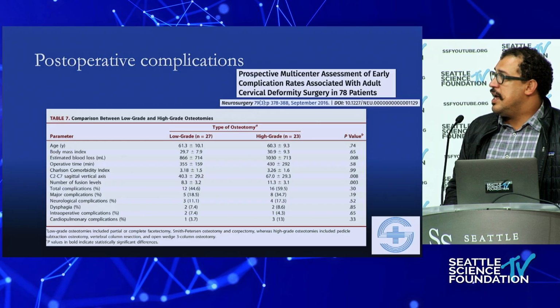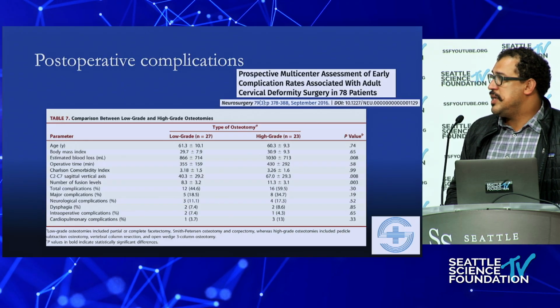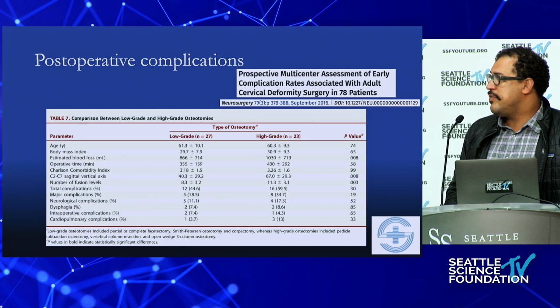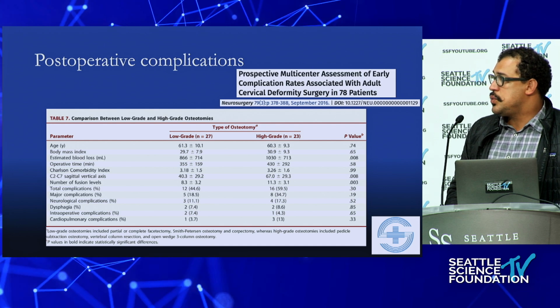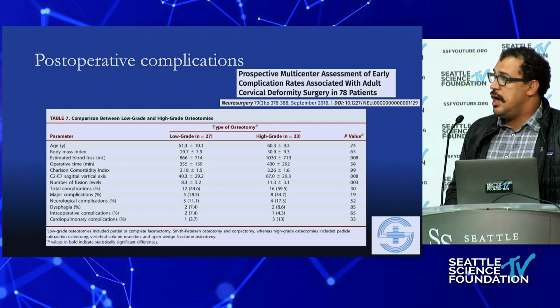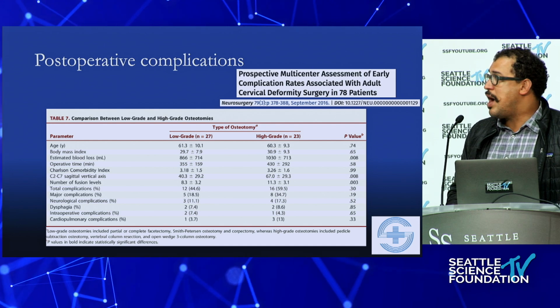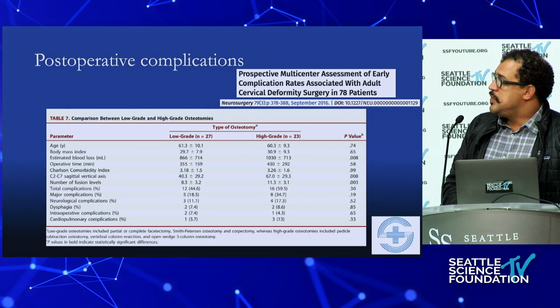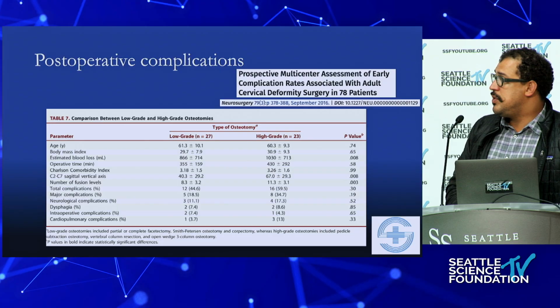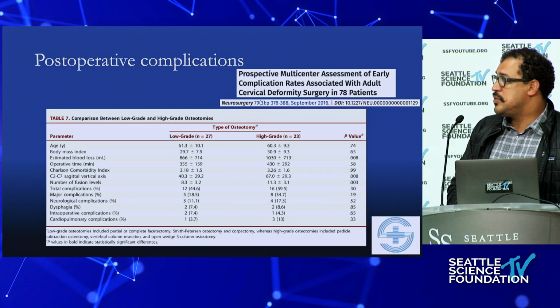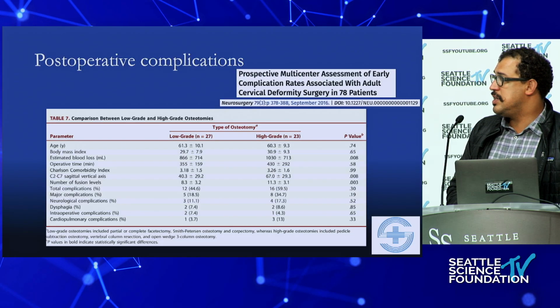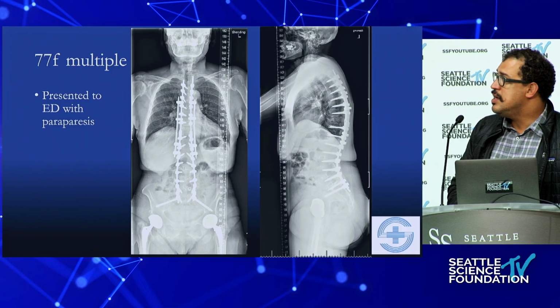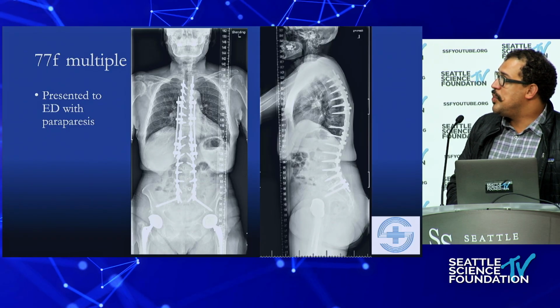And again, low-grade and high-grade osteotomies, really want to focus on that neurologic complication. 20% are going to have fairly significant neuropraxia with these high-grade osteotomies. Doing your best to minimize those when possible and making sure your patient is aware of the possibility that it could happen. So just wanted to go through a couple cases here.